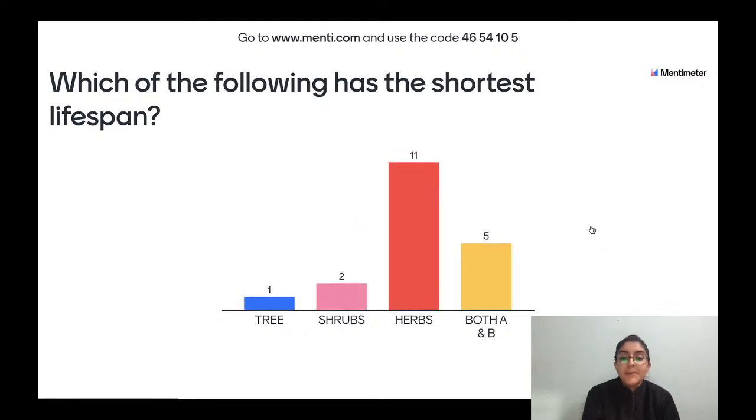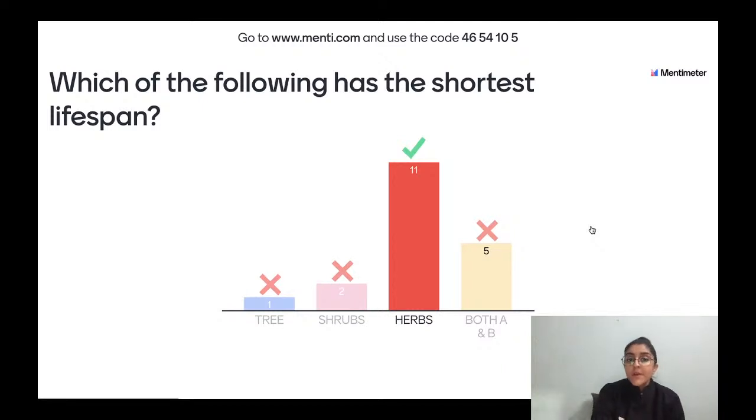Time's up. Yes, so the shortest lifespan is by the herbs. So always remember that herbs are the shortest one, so they have the shortest lifespan. Then the middle one is the shrub, so they have a middle lifespan, approximately 1 to 2 years. And then the tallest ones are trees, so they have the largest lifespan. Okay, so herbs would be the answer over here.